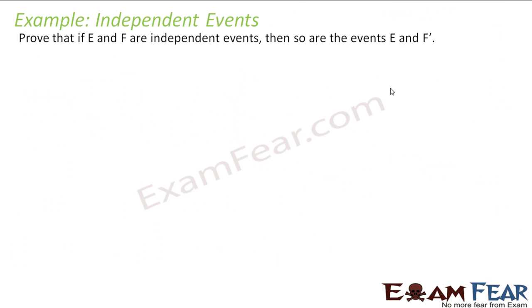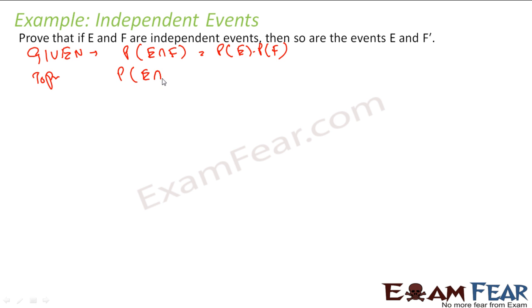Prove that if E and F are independent events, then E and F dash are also independent events. That means I have been given that probability of E and F is nothing but probability of E into probability of F. I have to prove that probability of E and F dash is equal to probability of E into probability of F dash. This is what I have to do.